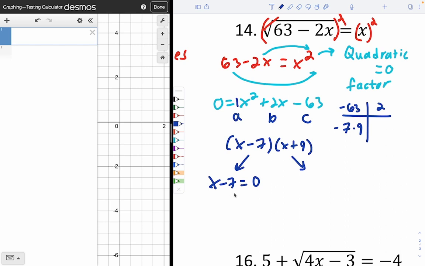Okay, so set them each equal to 0. So if I set it equal to 0, I'll add the 7 over, and yes, it'll become positive 7. Over here, I set this equal to 0 and minus the 9, and it will become negative 9. So those would be my two solutions.